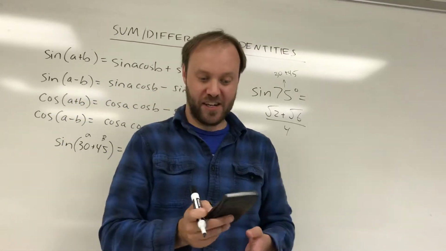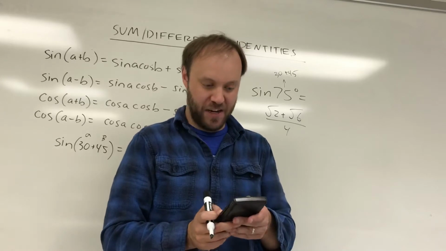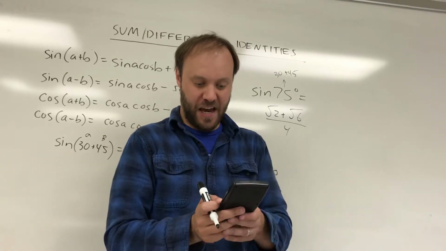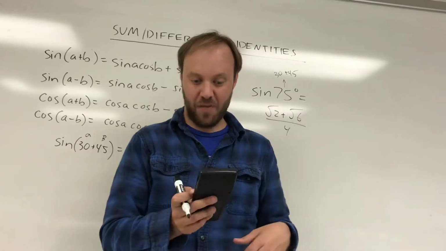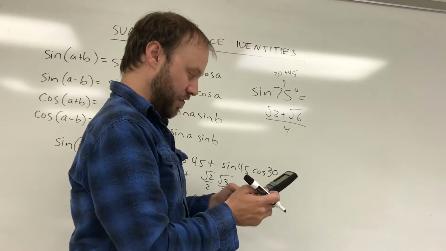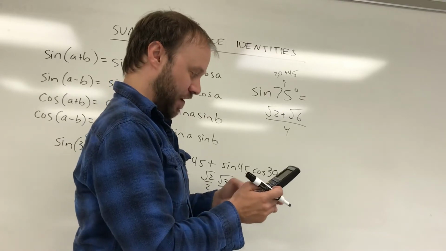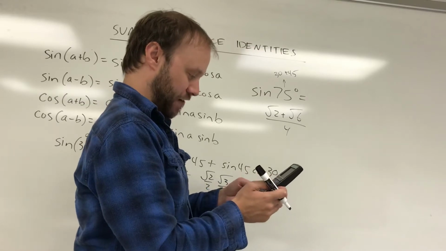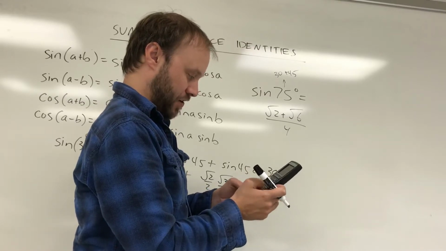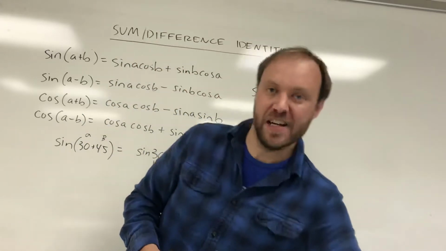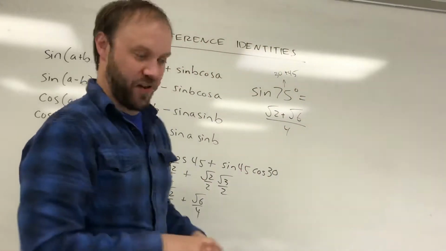Now, this should match up with that value in your calculator. So if you're in degree mode, which you may not be because we haven't been using degrees lately, if you take the sine of 75 in degree mode, it's about 0.965, okay? If you take the square root of 2 and you add the square root of 6, and then you divide by 4, you're going to see that you also get about 0.965, okay? So that's where the exact value comes from, all right?